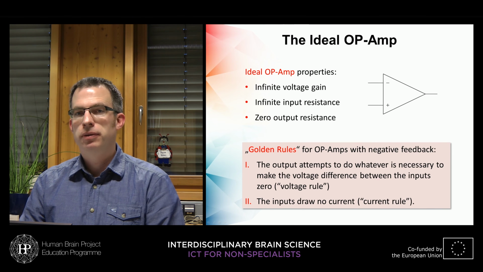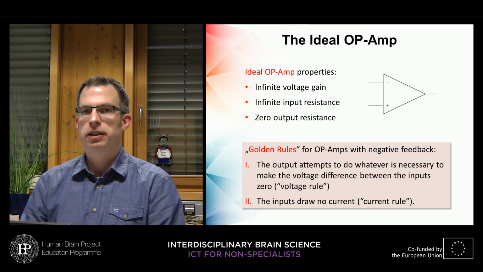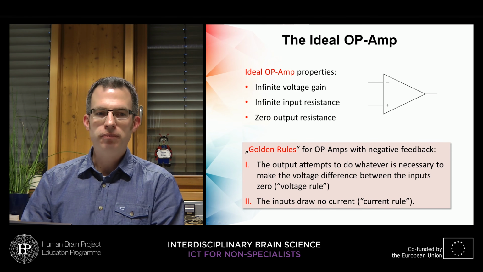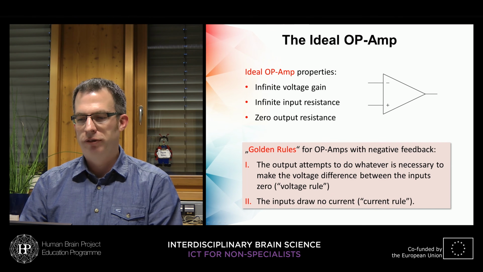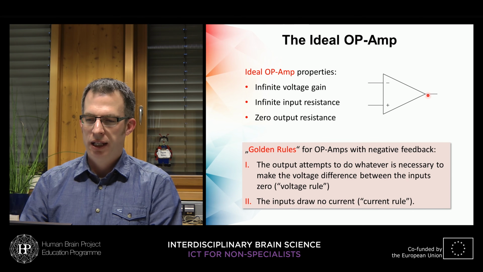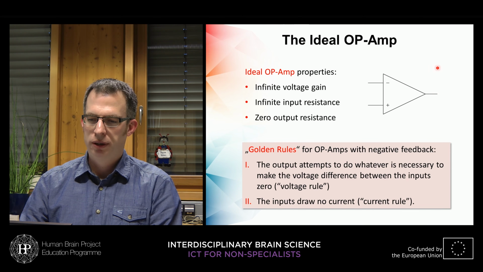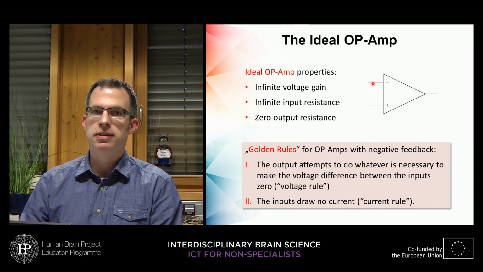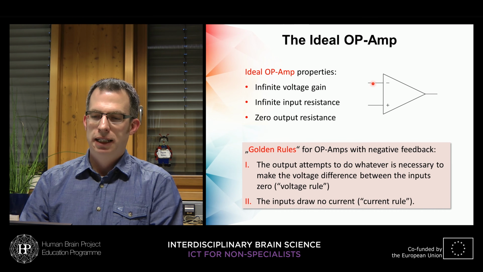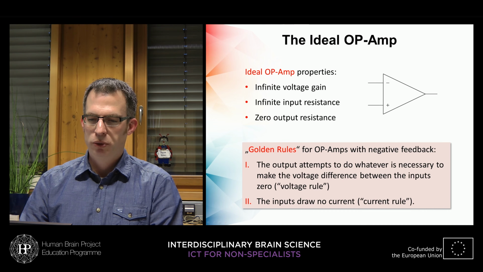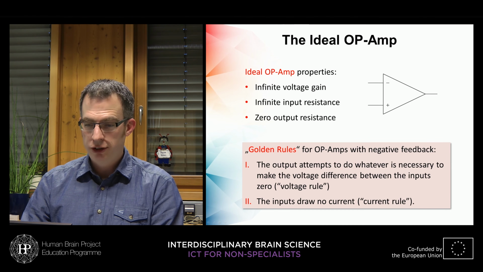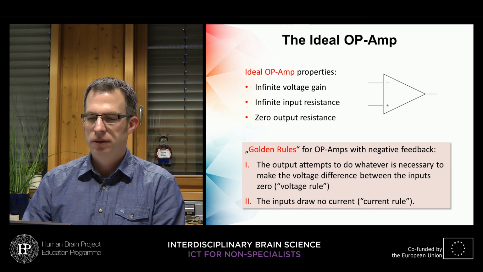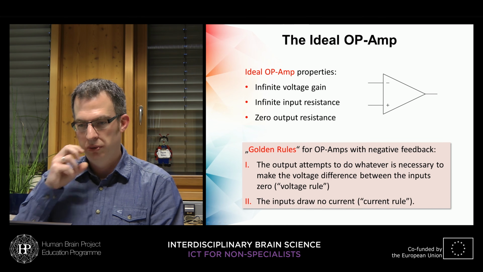And from these properties, one can derive 2 so-called golden rules for operational amplifiers with negative feedback. Negative feedback means that there is a signal path from the output to the inverting input. That's what we mean by negative feedback. And if we have this present, we can have these 2 rules. So the first one is: the output attempts to do whatever is necessary to make the voltage difference between the inputs 0. It's the so-called voltage rule.